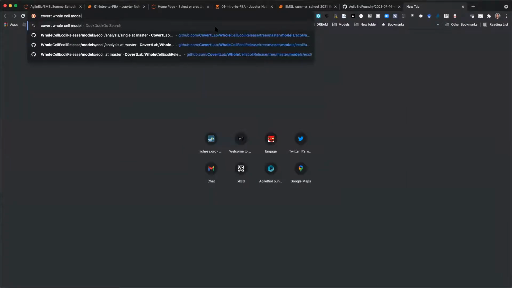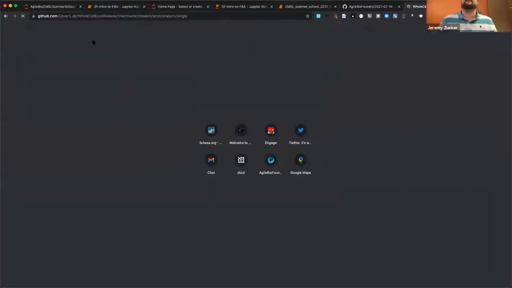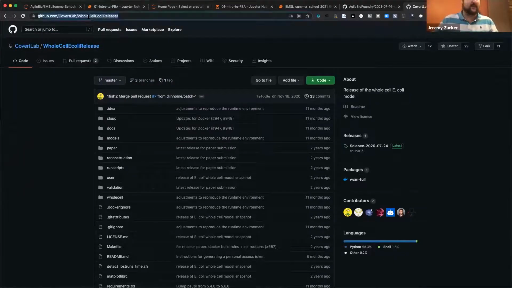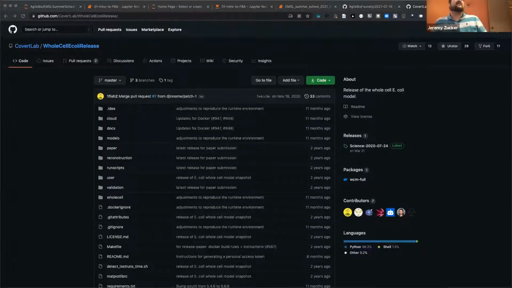Yeah, if you can answer the other questions in the Discord. Okay. So this is the whole cell E. coli release on GitHub, but the paper is actually not linked from there, which is super annoying. So Junhoon will look the paper up. But this is where you can download the whole cell model. Oh, you found it. Okay, cool.